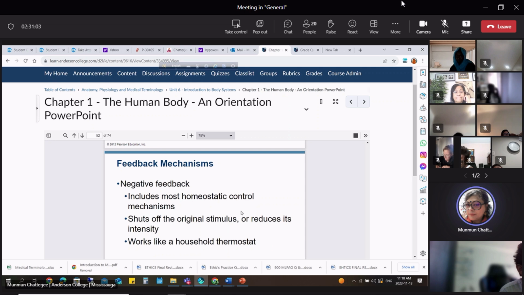When it reaches equilibrium, what happens? It shuts off the original stimulus, because the stimulus is being taken care of. We have to make it an equilibrium state so that the body can be normal. When it cannot, that's the disease. So this is called negative feedback: when it shuts off the original stimulus or reduces its intensity.